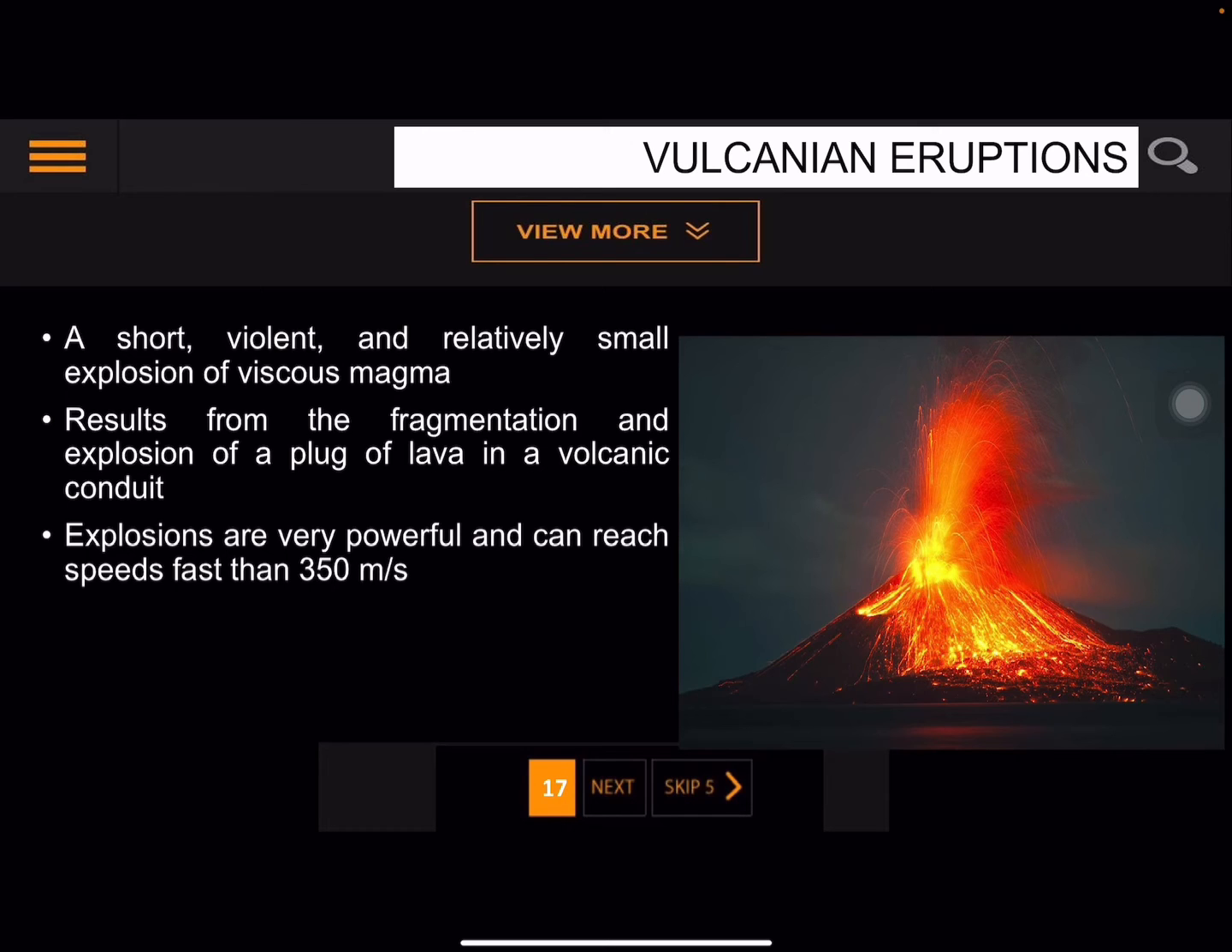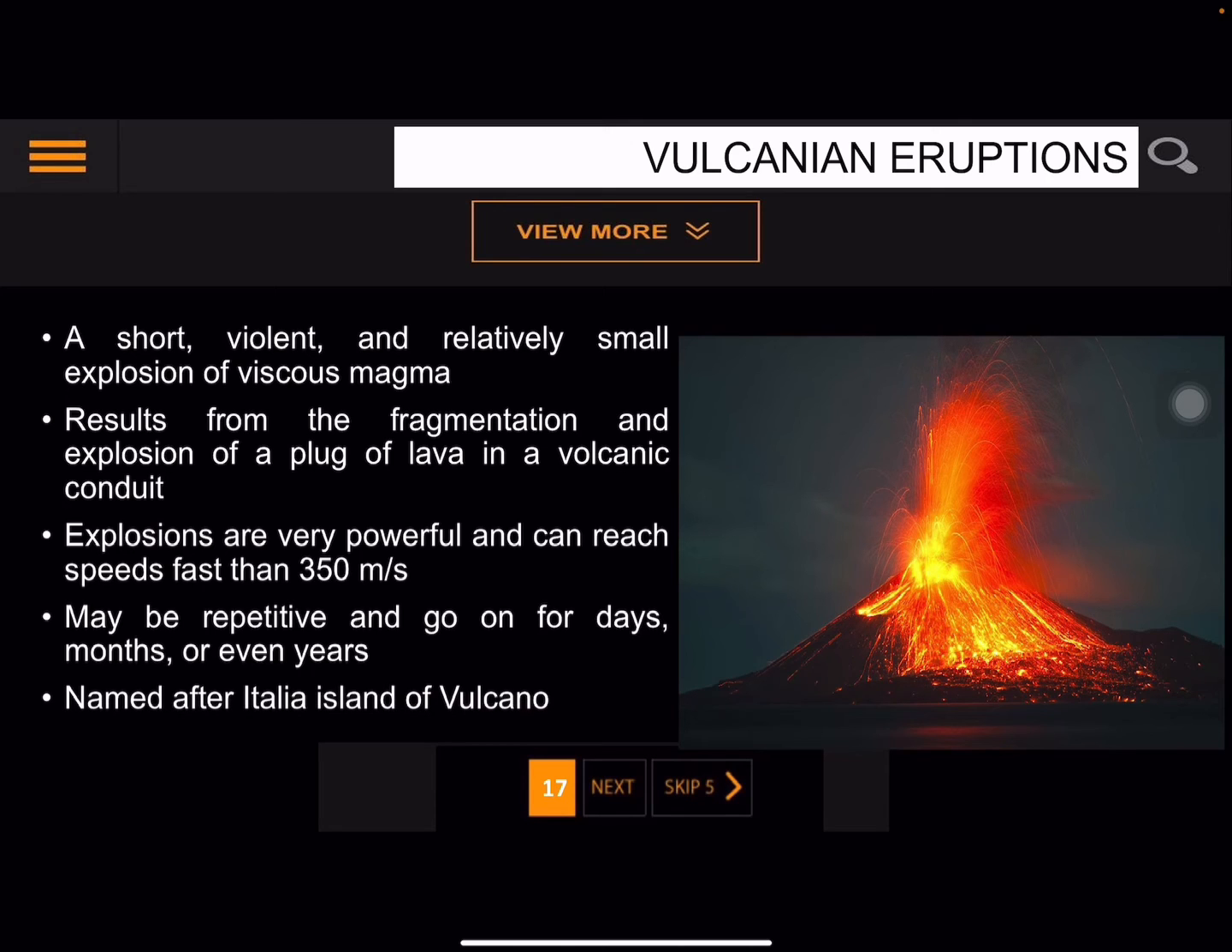They produce tephra, ash clouds, and pyroclastic density currents. Although they only last several minutes, Vulcanian eruptions may be repetitive and go on for days, months, or even years. Vulcanian eruptions are named after the Italian island of Vulcano, where a small volcano with this type of eruption was thought to be directly above the forge of the Roman smith god Vulcan.